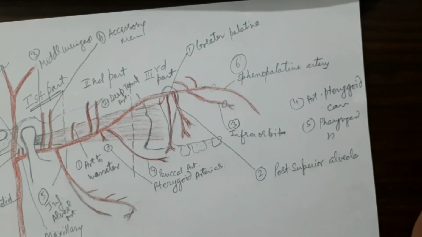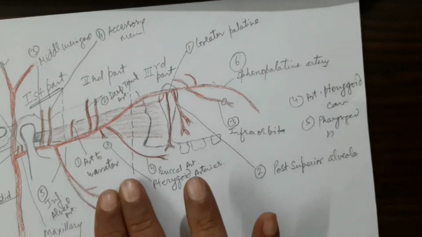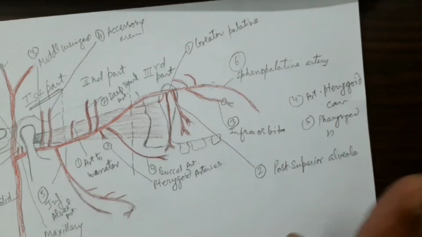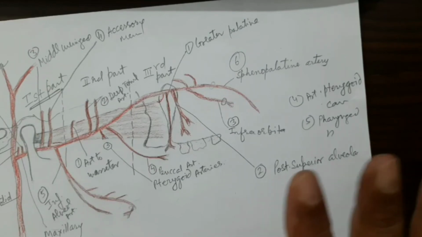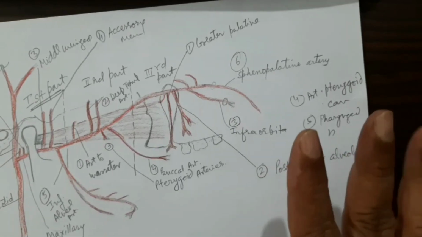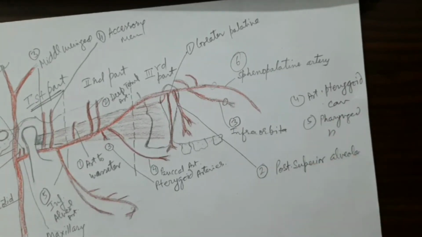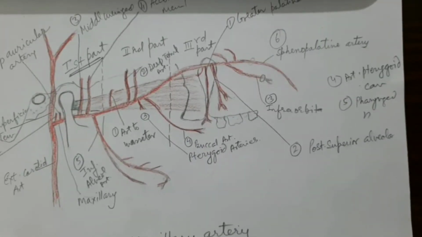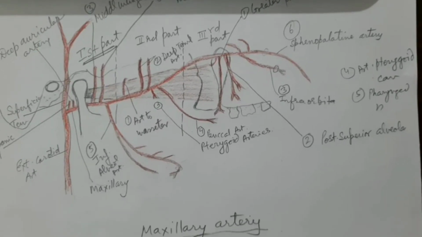So there are so many branches taking origin from the first part. At least 5 branches, then 4 branches from the second part, and at least 6 branches taking origin from the third part. So it has a large area of supply, right from the middle ear cavity to the face, and various structures in its course are supplied by this maxillary artery. And that's why the maxillary artery is an important artery, usually asked in the examination. And then coming lastly to the applied anatomy of this maxillary artery.